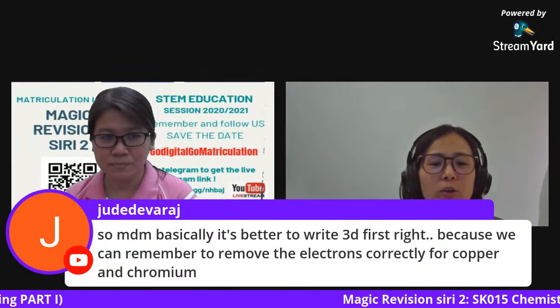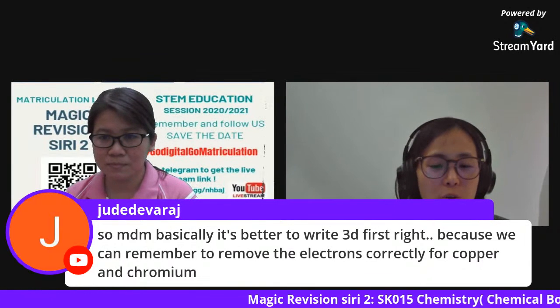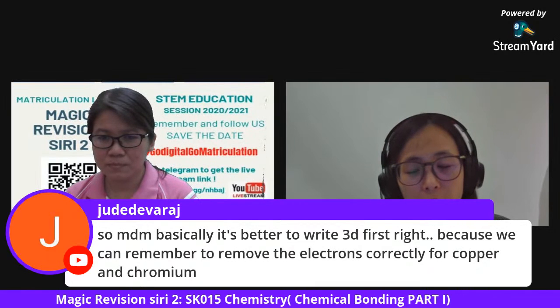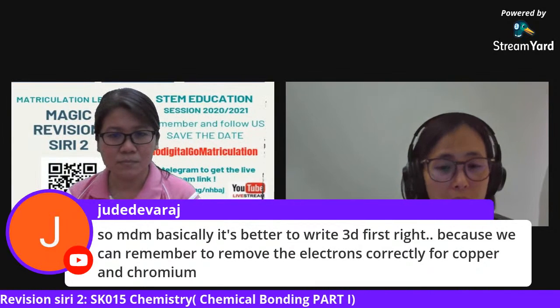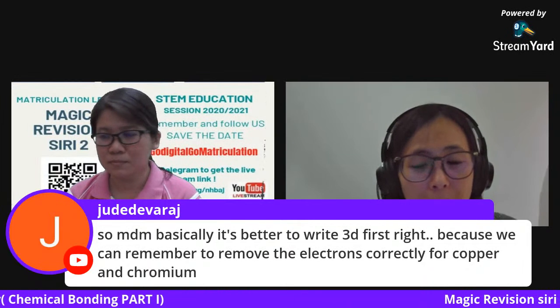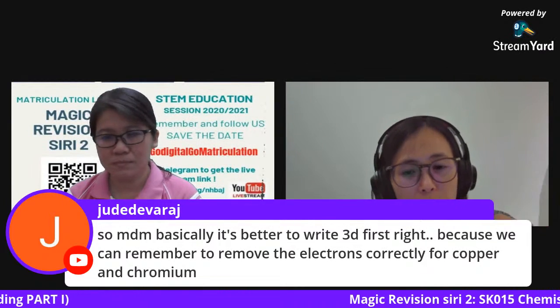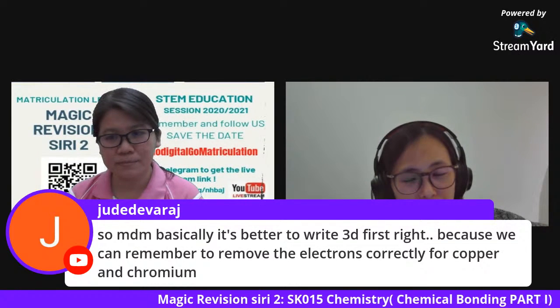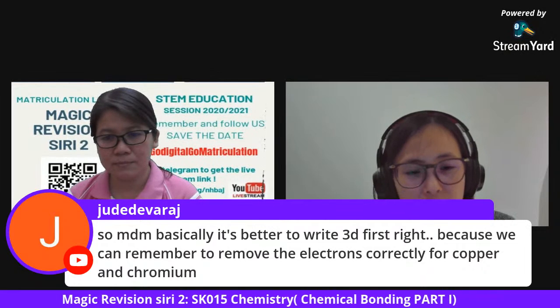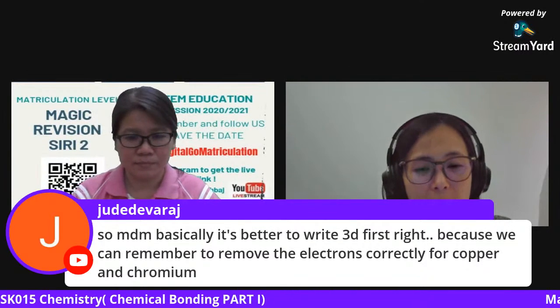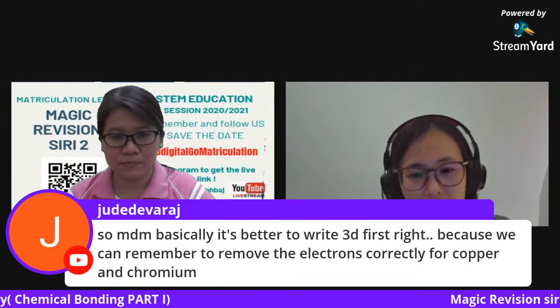Not to say that you must write the 3d first. Actually, if you write the 4s first and then 3d, it is still correct, because that is according to the Aufbau principle. You fill the lower energy orbital first before filling the higher energy orbitals. It's just that after 3d is filled, it can push 4s to a higher energy level. That's why some books write it the other way around.